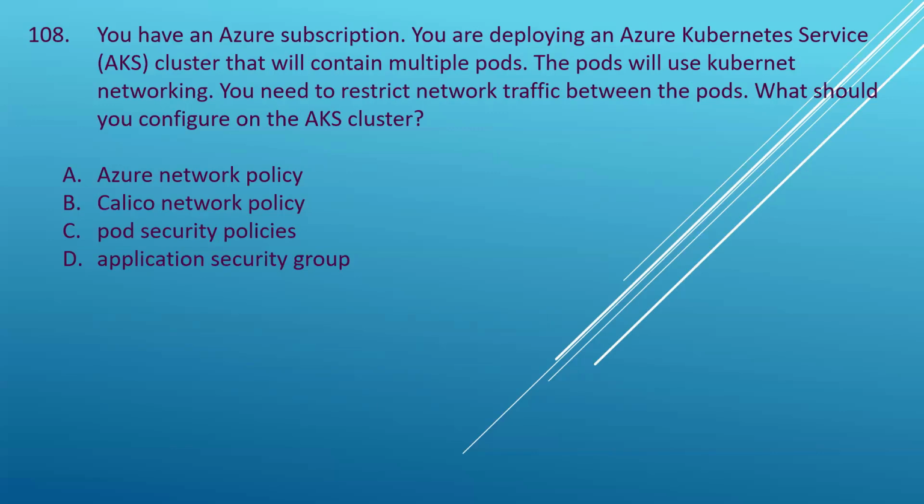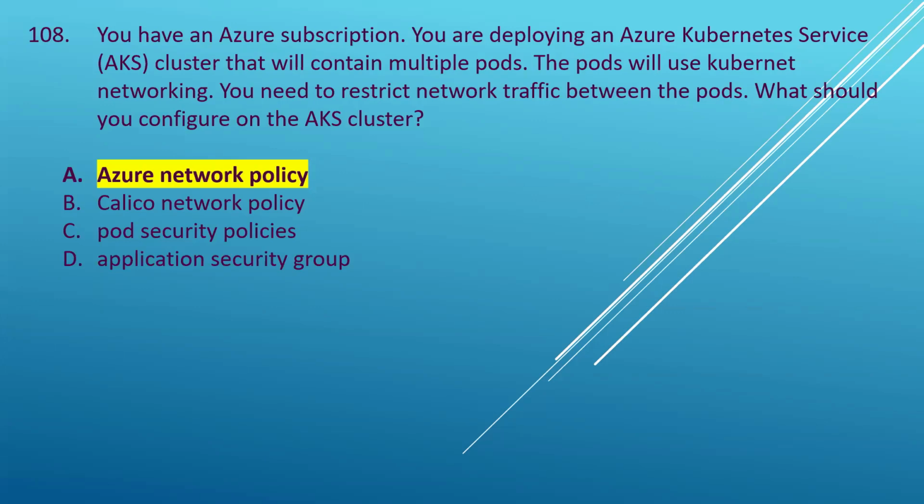To restrict network traffic between pods in an Azure Kubernetes cluster using Kubernetes networking, you should configure the Azure Network Policy. The other options mentioned are also related to security and network policy in Kubernetes, but they are not specific to AKS or directly address the pod-to-pod network traffic control. Calico network policy is a popular network plugin used with Kubernetes, but you would need to integrate it separately with AKS. It can be used for network policies, but it is not the built-in AKS solution.